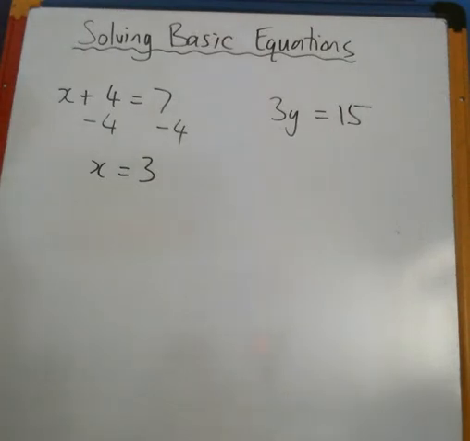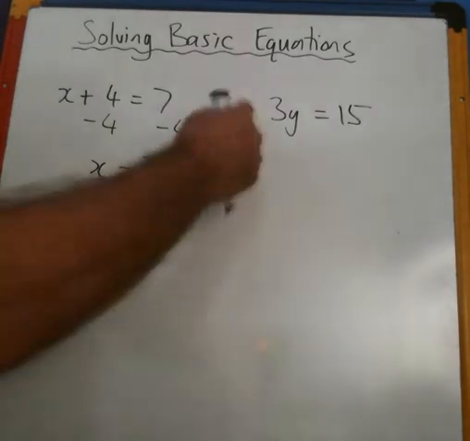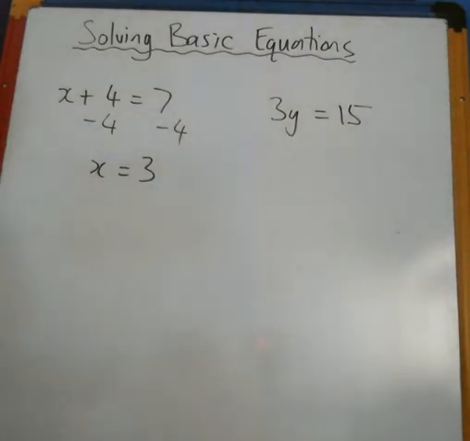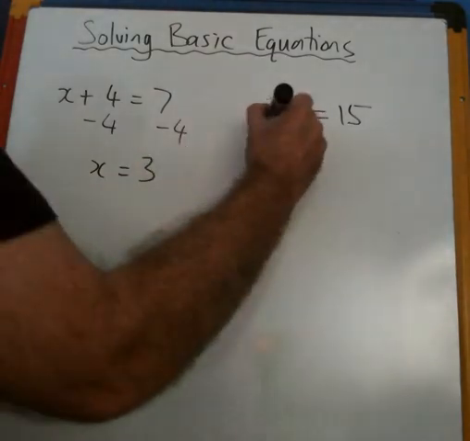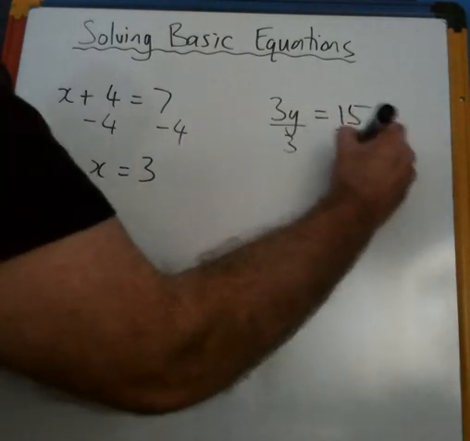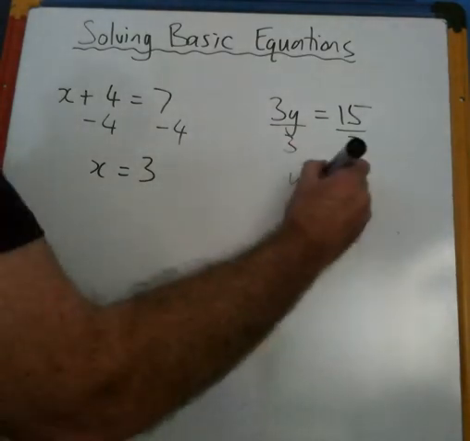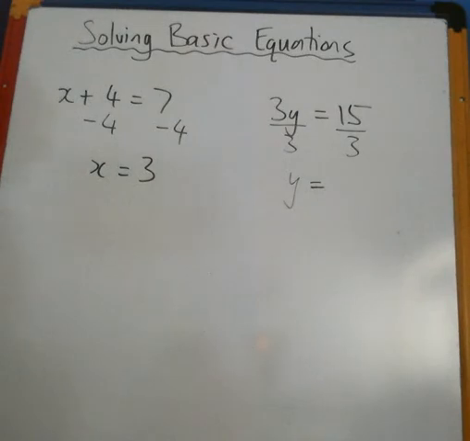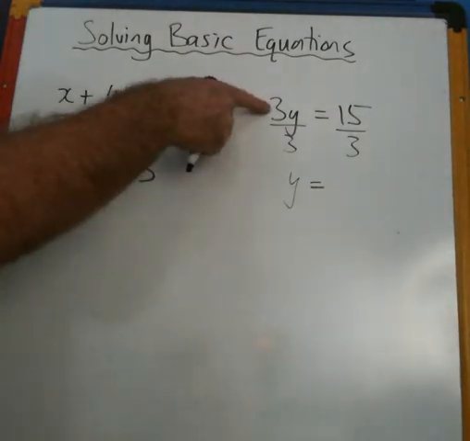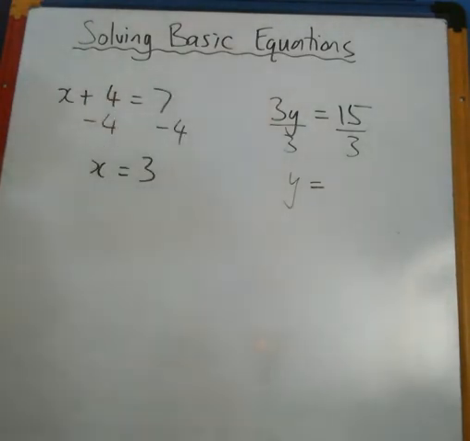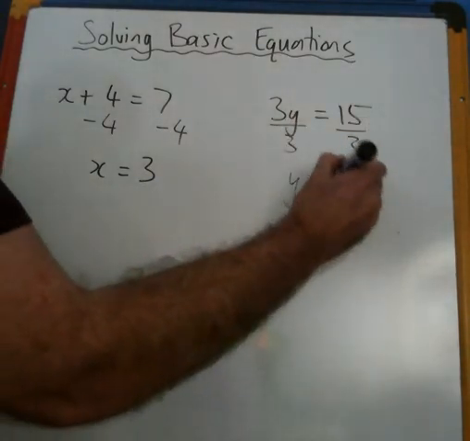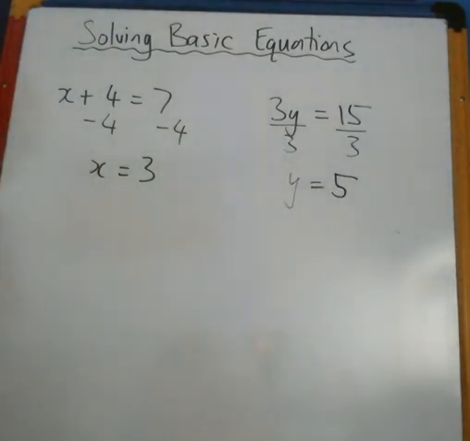Another type of equation could be something like this: 3y = 15. Now in algebra, 3y means 3 times y. So 3 times what equals 15? Well, to find that out, we divide both sides by 3. Again, the goal is to just have y on its own. So what's stopping it being on its own is the 3. We get rid of the 3 by dividing by it to make 1. And 15 divided by 3 is 5.